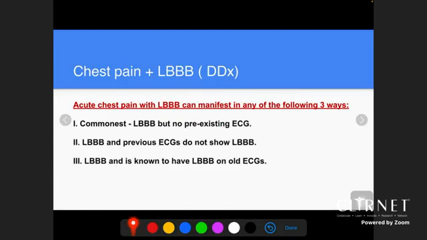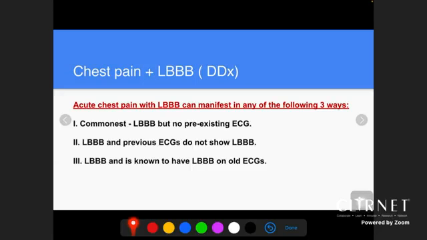Second, left bundle but the previous ECG did not show left bundle. So this means it is new. You have an ECG to compare and it is new. And here is another piece of advice: always look for the patient's old or previous ECGs. Whenever you can, get the old file, get the patient medical records, and check the previous ECGs. These are very helpful in the acute scenario and in decision making.